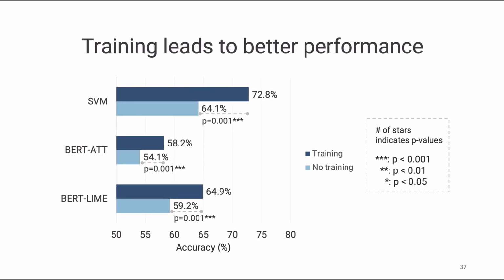Additionally, we find that training leads to better human performance as compared to no training. Humans achieve better performance with training with any kind of explanation method. Differences among all pairs of treatments are also statistically significant.